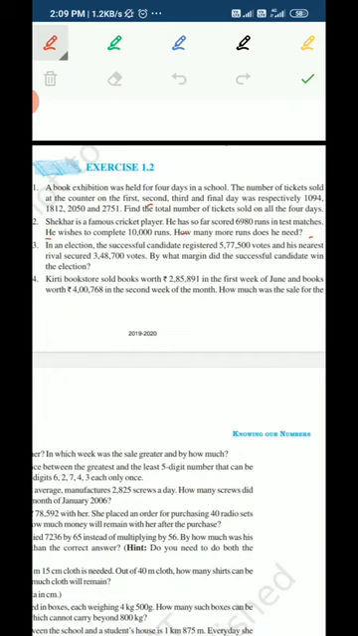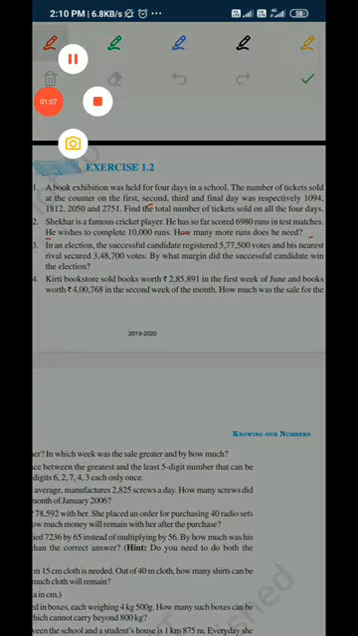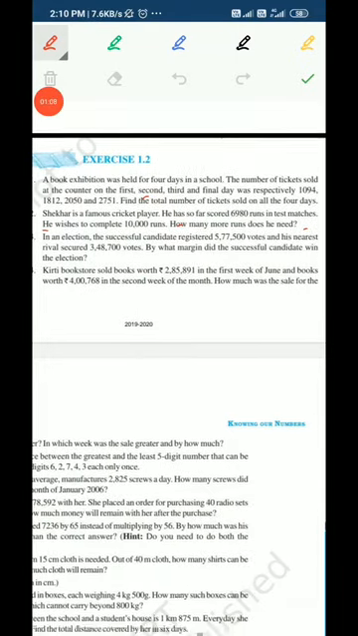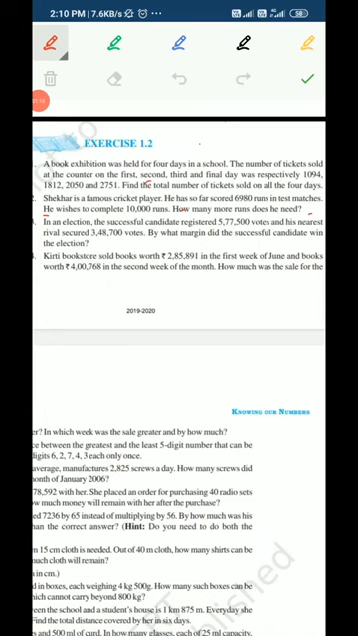Now let's come to our next question, that is question 3rd. The question 3rd is, in an election, the successful candidate registered 5,77,500 votes, and his nearest rival secured 3,48,700 votes. By what margin did the successful candidate win the election?